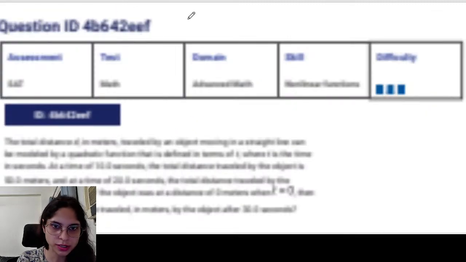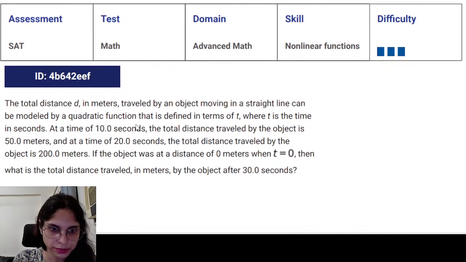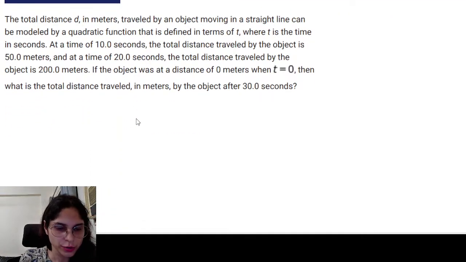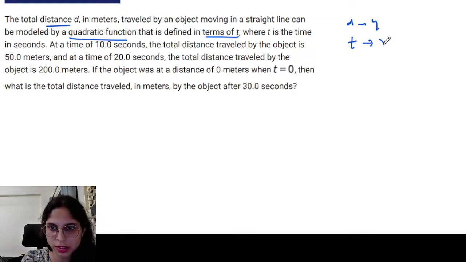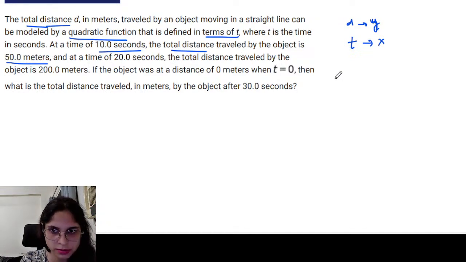It's page number 103. Okay. Total distance traveled can be modeled by a quadratic function that is defined in terms of t, d in terms of t. So d is equivalent to y, t is equivalent to x. At a time of 10 seconds, the total distance traveled by the object is 50 meters. So this point is 10, 50.